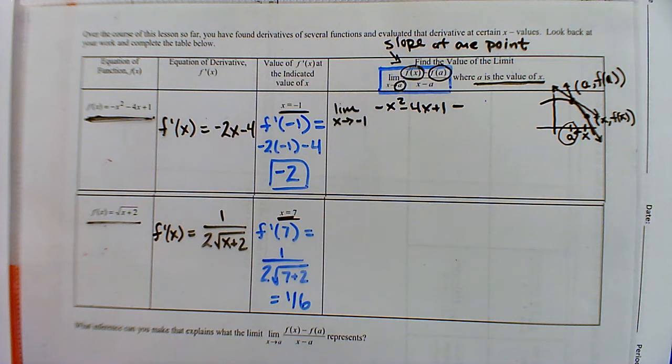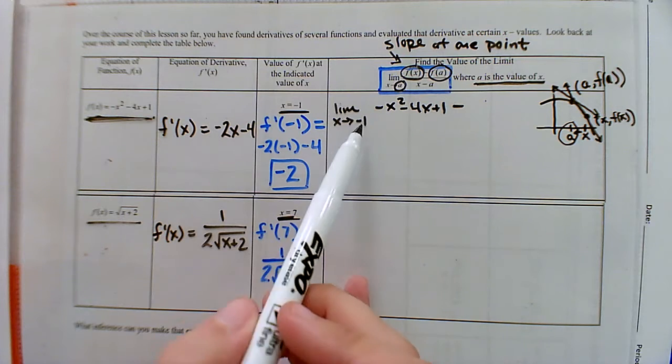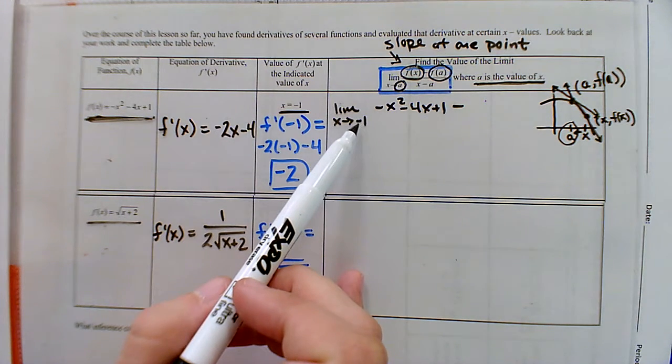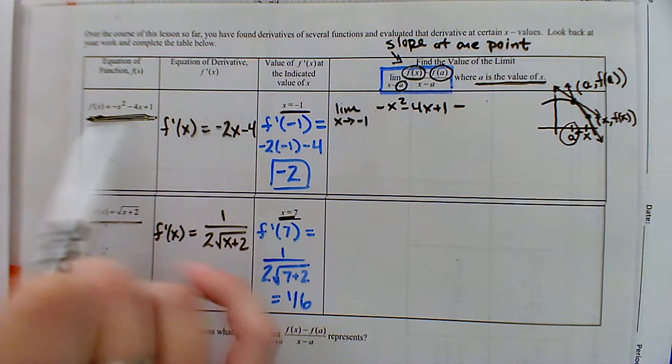What do you think, Dan? Put -1 into the equation. We're going to put -1. Okay, we're going to take that a value of -1 and plug it into the original equation.